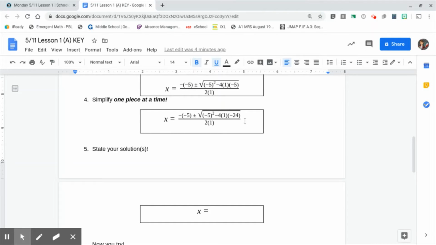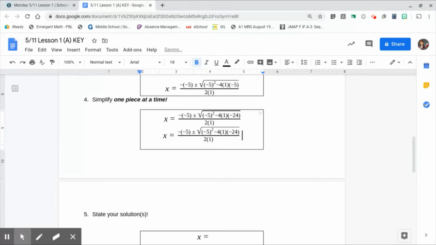So what I'm going to do, just so I don't have to keep creating new equations in Google Docs, is copy and paste this equation into the next line, and we can start simplifying it.